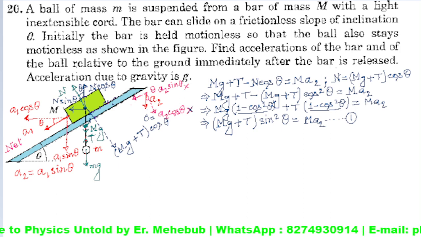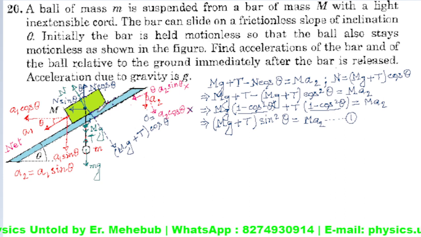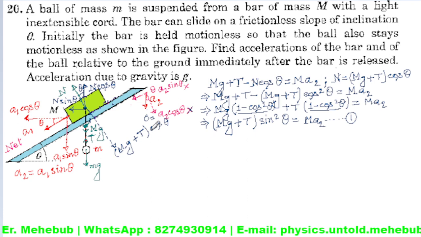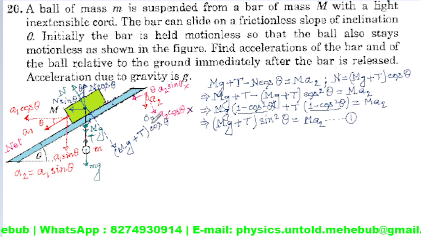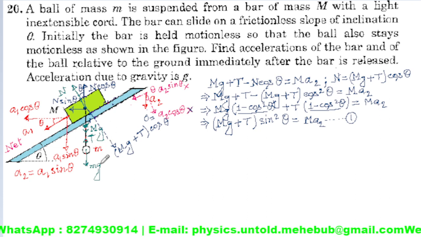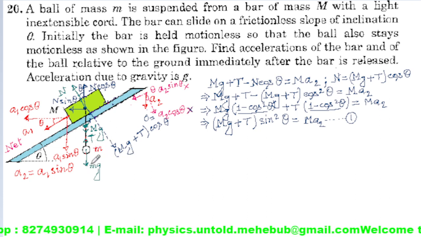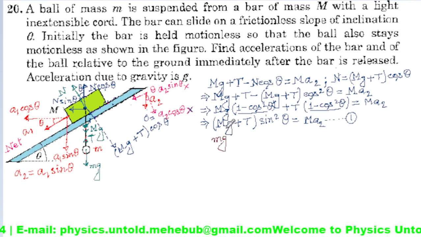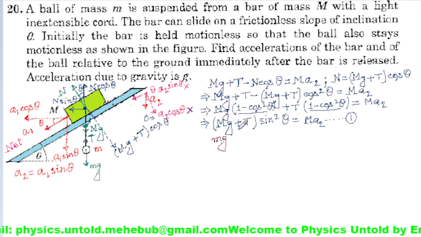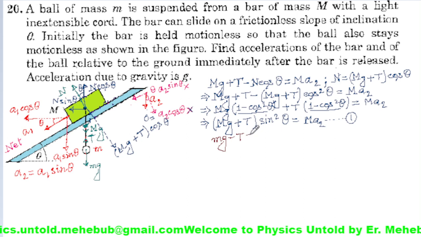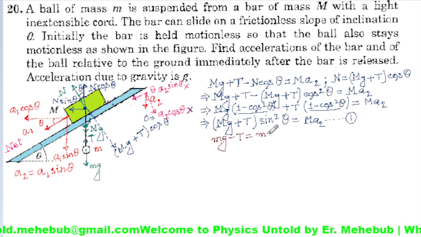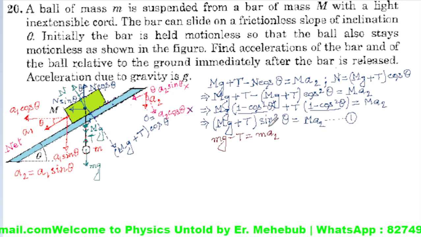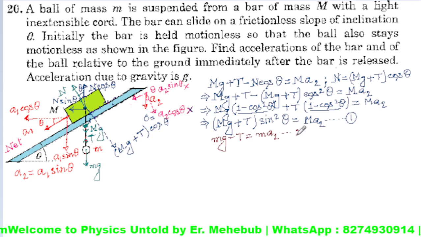Now let us further write the equation of motion for the small mass m. Its acceleration is vertically downward, and its weight is equal to mg. We can write its equation as mg minus its tension T, which must be equal to ma2. Let this be our equation number 2.